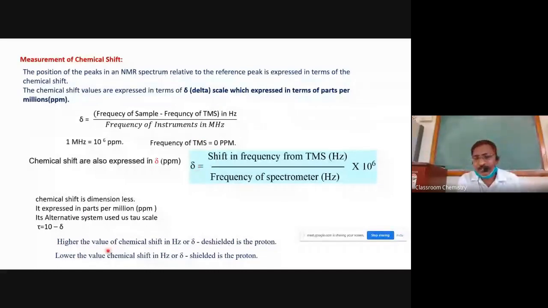So here, higher the value of chemical shift in Hertz or delta, de-shielded is the proton. So we saw 0 to 10; the more we go downfield towards 10, the chemical shift value increases, the delta value increases, but the protons are de-shielded. And lower the value of chemical shift in Hertz or delta, shielded is the proton. Shielded is the proton. So in this way, the chemical shift value can be measured from the TMS.